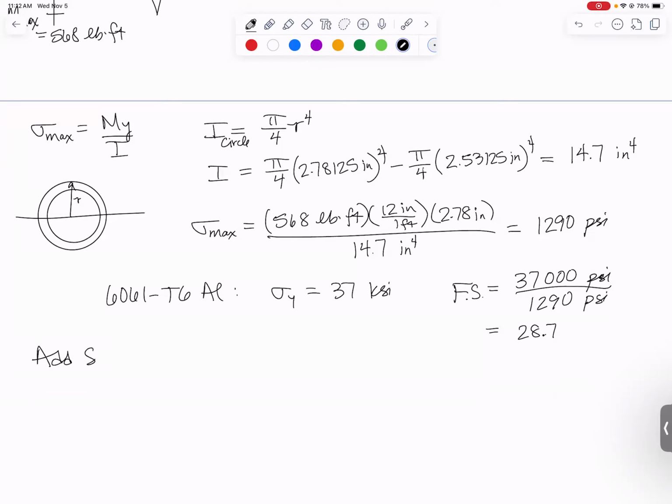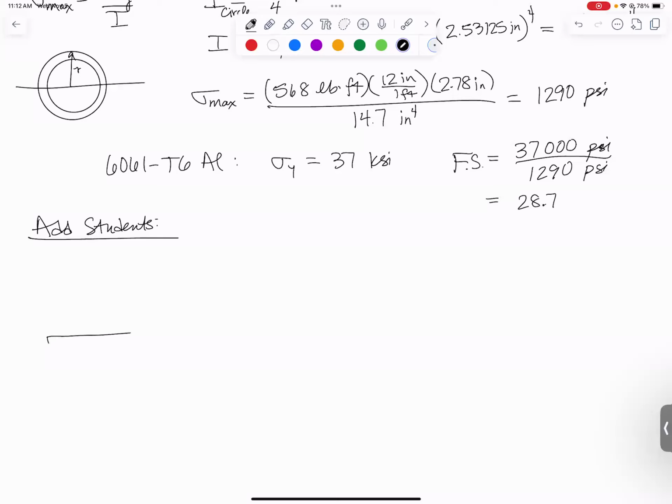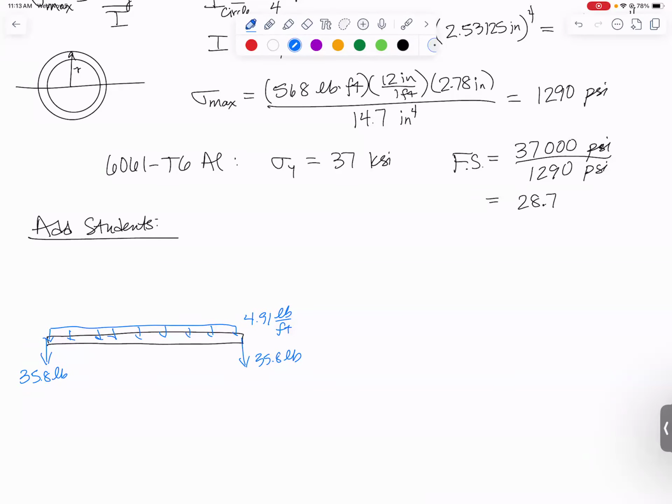Adding some students. Here's our crossbar. We still have the weight. So we still have 35.8 pounds on each side from the uprights. We still have the overall weight of the crossbar itself, 4.91 pounds per foot. Now we got to add these students. Let's say each student weighs, on average, 170 pounds. And let's say there are 10 students.